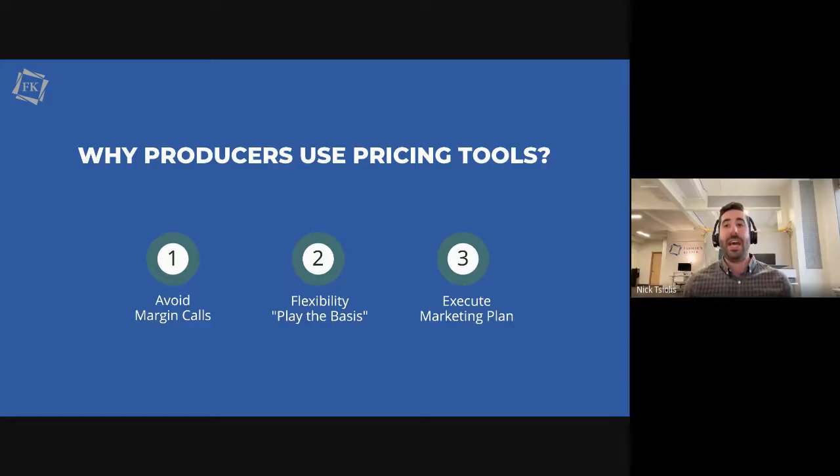And then finally, to execute your own marketing plan. Everybody's got a different break even, different risk tolerance in the market.